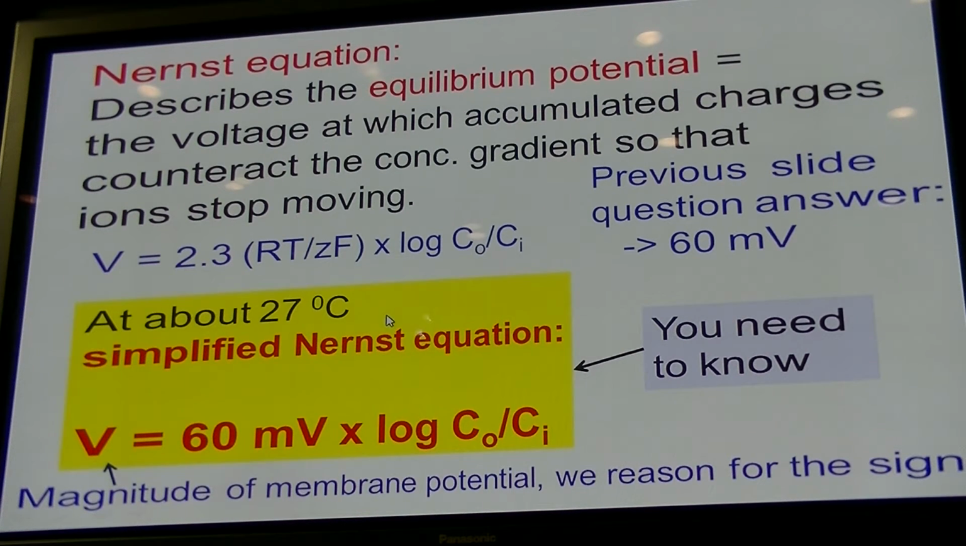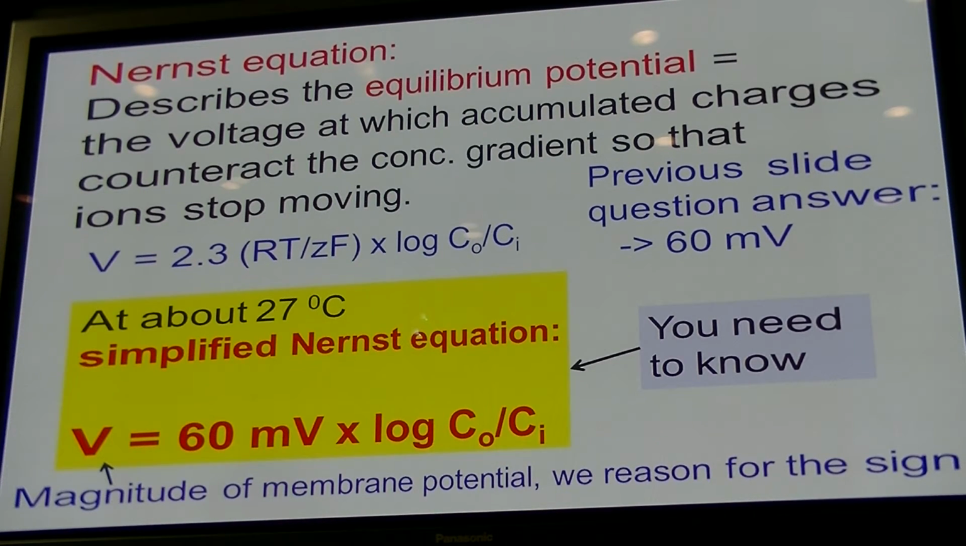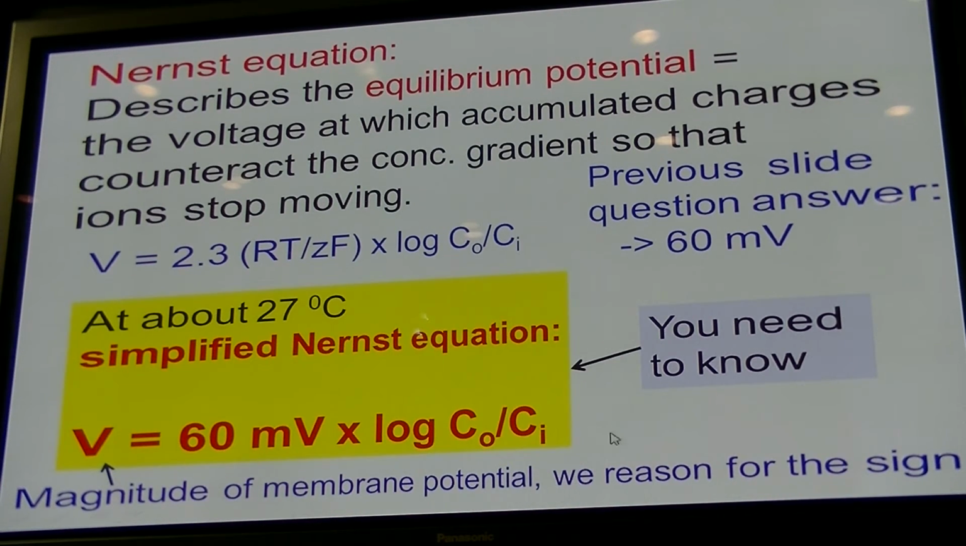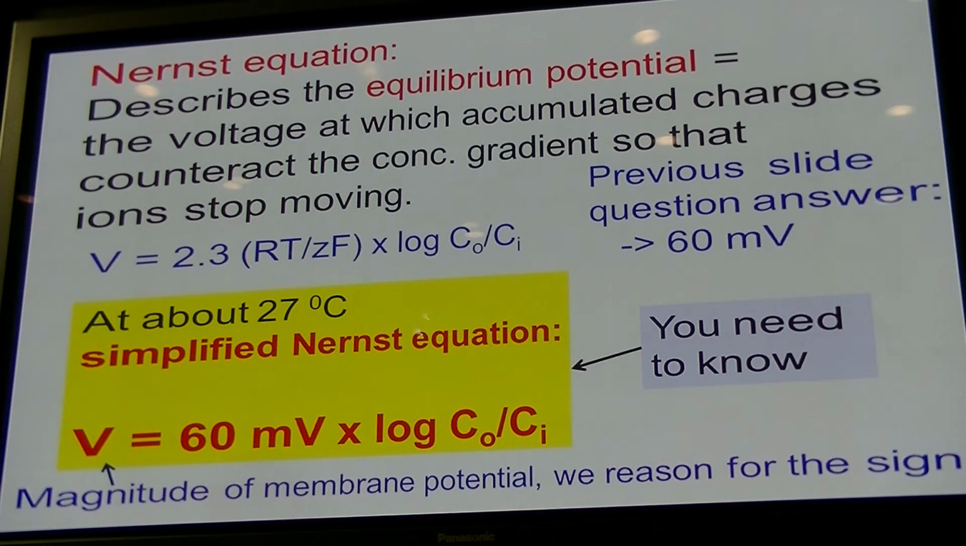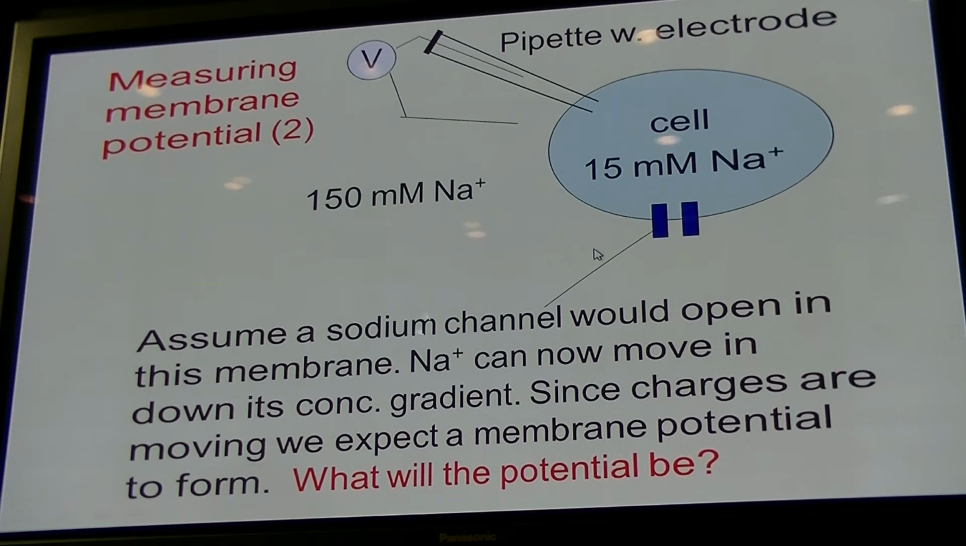But in simplified form, we can say that the Nernst equation gives us 60 millivolts times the log of the concentration ratio, where C_out and C_in, it doesn't matter if you say in or out, or intended or origin. You just have to reason for the sign whether it's positive out or negative out. So in the previous question, since we had a concentration ratio of 10, because 150 over 15 is 10, we fill that in here: the log of 10 times 60 millivolts gives 60 millivolts. And it's going to be positive inside, negative outside, in that case.